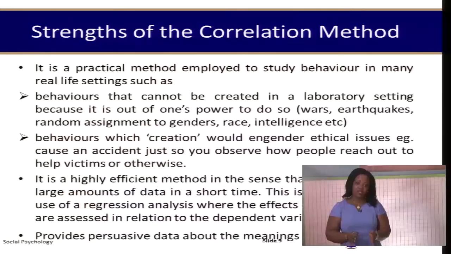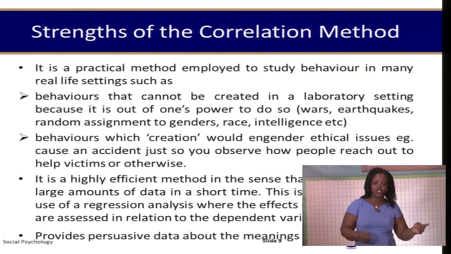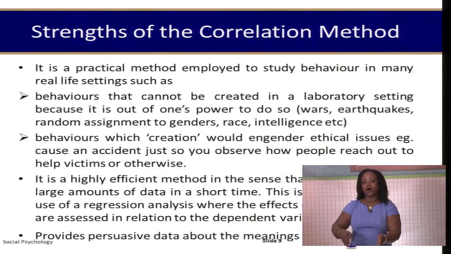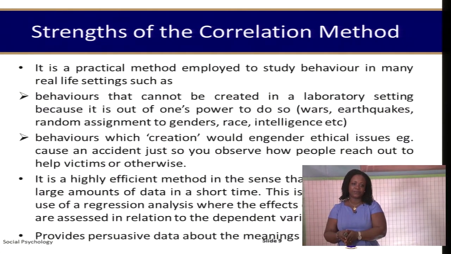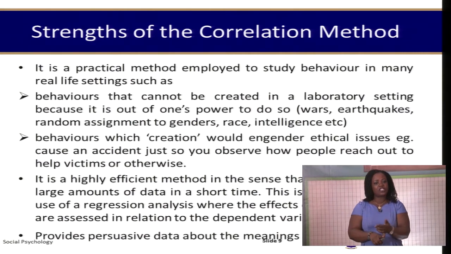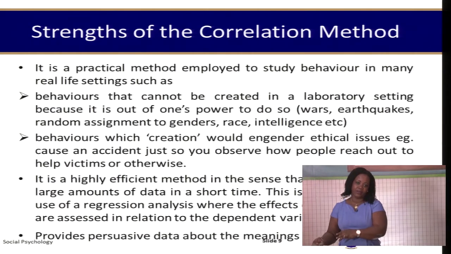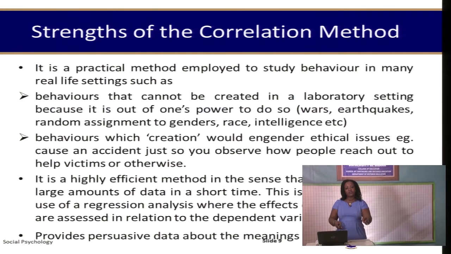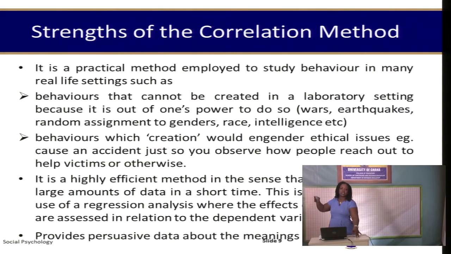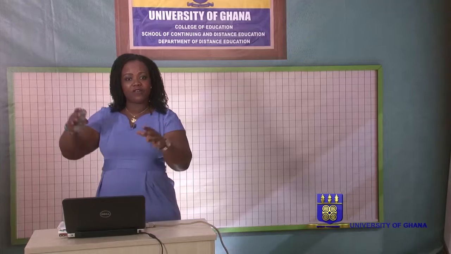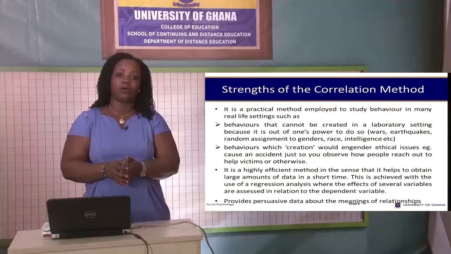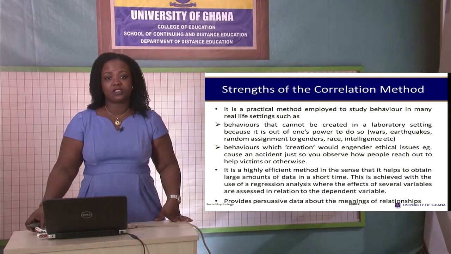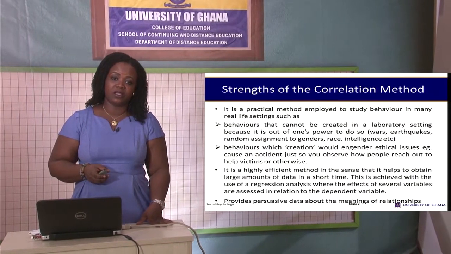You do not engender any ethical issues. We say it's a very efficient method because it helps you to obtain a large amount of data in a relatively short time. Note our definition. We said it's where 2 or more variables are studied. So for instance, you want to study the relationship between poverty and crime. In the correlational research, you can look at the relationship between poverty, crime, teenage pregnancy, unemployment, several variables in one research. That is what we call the regression analysis. This you can read about in the text, in the mandatory text.